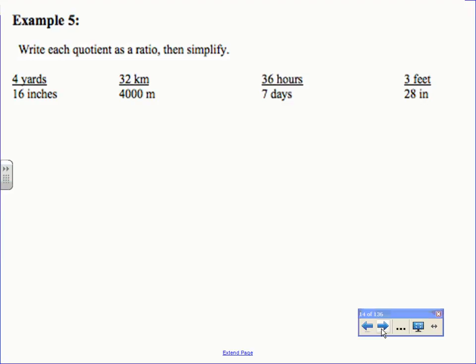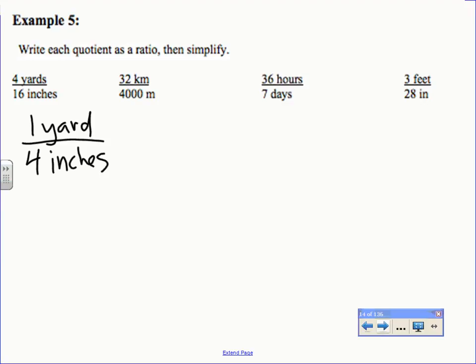4 yards over 16 inches. What can we simplify that to? Good. So 1 yard to 4 inches. Now this is one where you need to keep the units with it. You may write it as a ratio with the word "to" in between, or with the colon if you'd rather write it that way. And again, sometimes I keep them as fractions. You can do it the other ways.